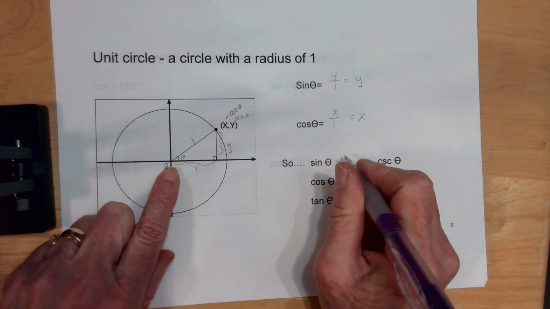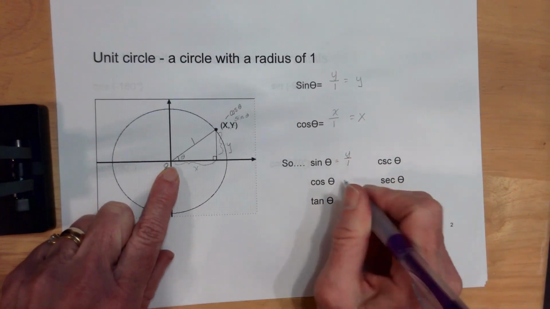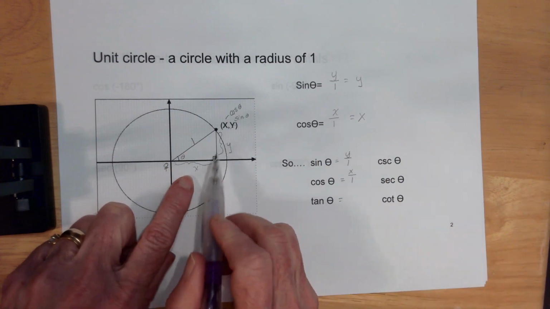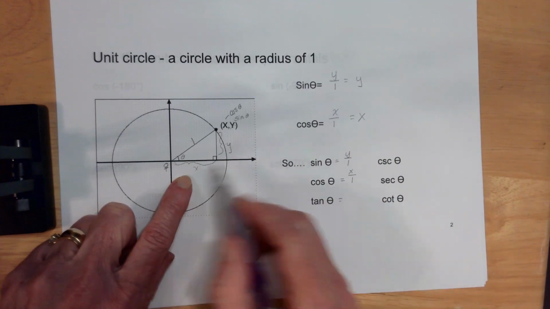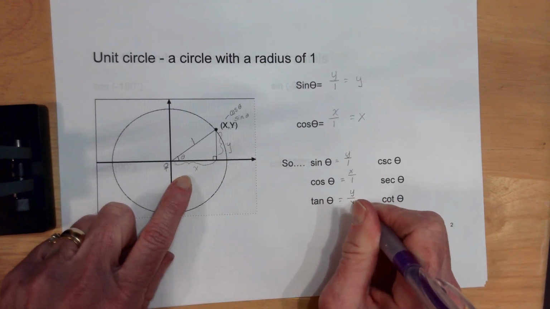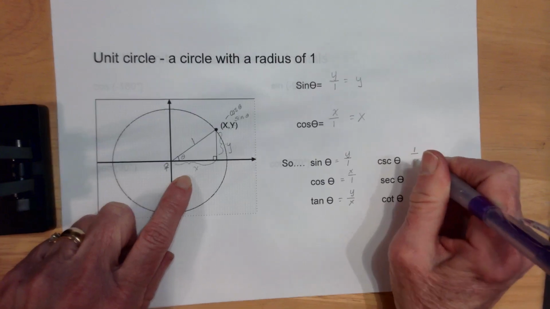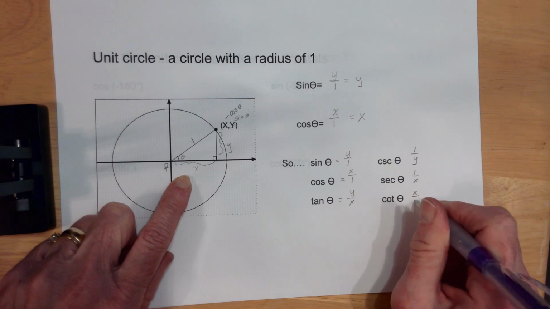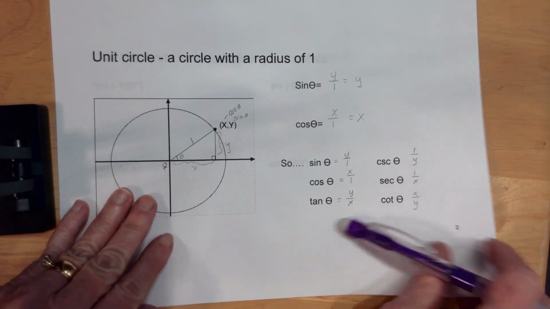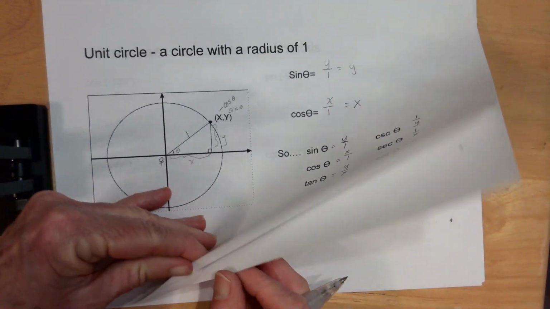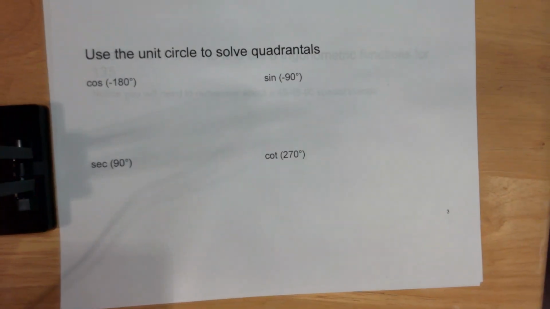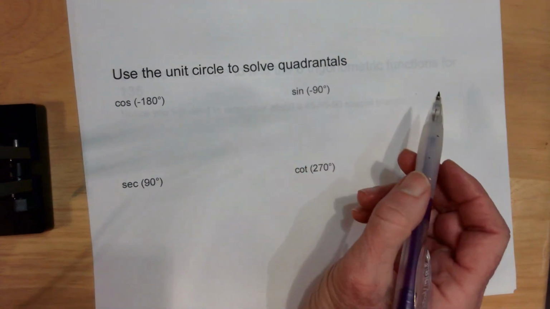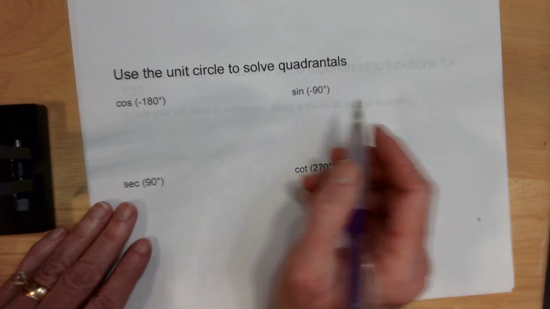So I can know all of my trig functions on this unit circle. I already said that my sine is y over 1 and my cosine is x over 1. My tangent would be opposite over adjacent, or y over x. These, of course, have reciprocals: 1 over y, 1 over x, and x over y. When you apply this information, you can find these values. These are what we call quadrantal values because they're multiples of 90.